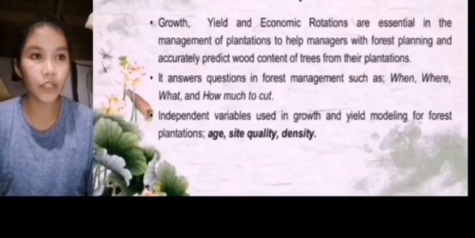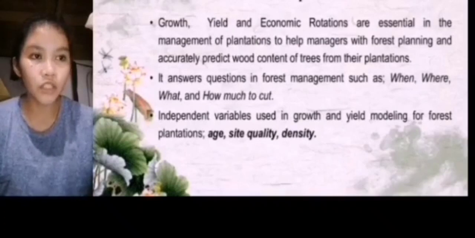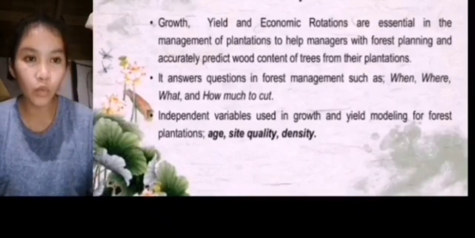Growth, yield, and economic rotations of plantation species. Growth, yield, and economic rotations are essential in the management of plantations to help managers with forest planning and accurately predict wood content of forests from their plantations. Of course, plantations man, so naay mga revenues or income sa what type of wood ilang gi-apply for that plantations kay magmatter man ang income nila.